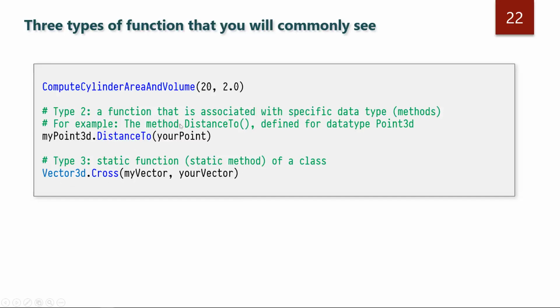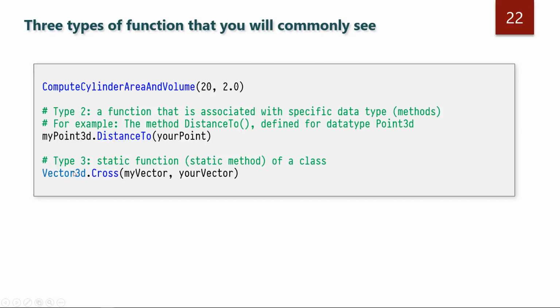So these two seem to be similar, but they are different in the sense that this one is invoked on a variable of the type Point3D. This one is not a variable. This is just a data type name, which is Vector3D.